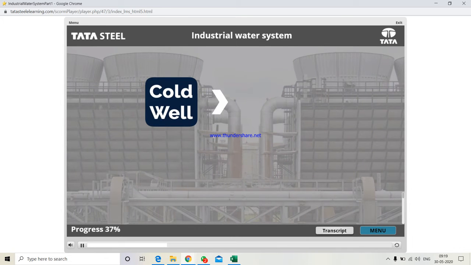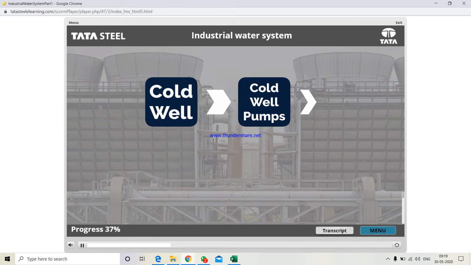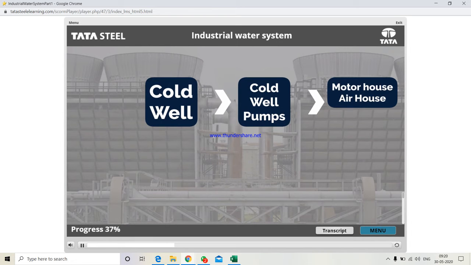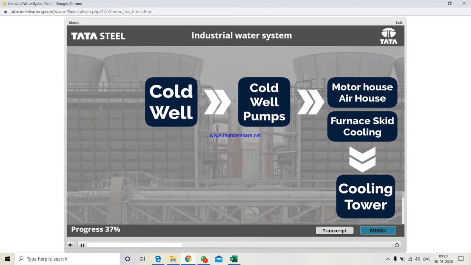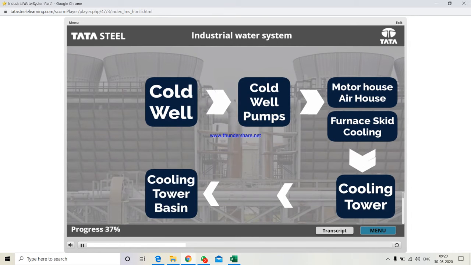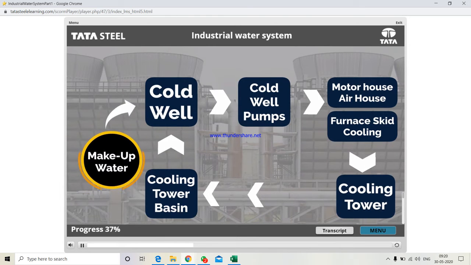Cold well pumps, motor house air house, furnace skid cooling, cooling tower basin, make up water.